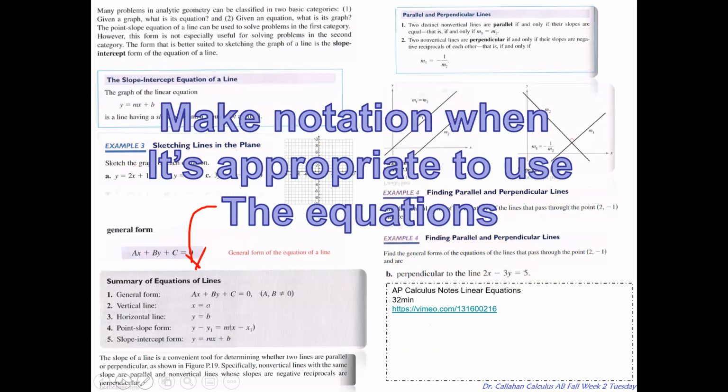Okay, make a note of when it's appropriate to use each equation. If you take a look at right here, there's a summary of the equations of lines. This is general. A, B, and C are everything else on the left side. It's set equal to 0. This is great for factoring. Vertical line, horizontal line, point-slope form, slope-intercept form. You should be able to use those 5 interchangeably.